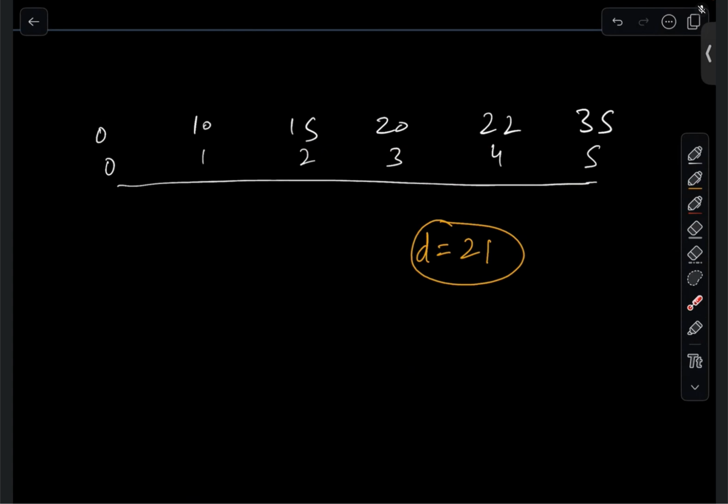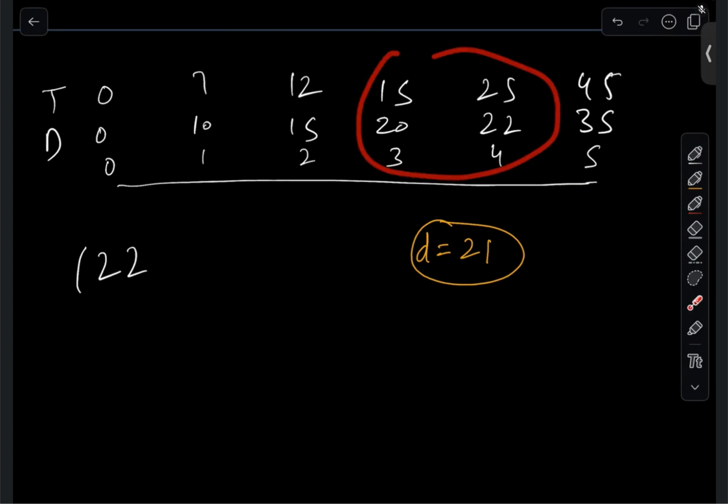After that, we do this. Let me just write this. The key idea in the problem is that they are saying between any 2 points, the speed is the same. So what we can do is we can take 22. Let's write the time also. Let's say the time here is 0, 7, 12, 15, 25, 45. So between these 2 points, we will use our basic maths. It will be how much time we are taking.